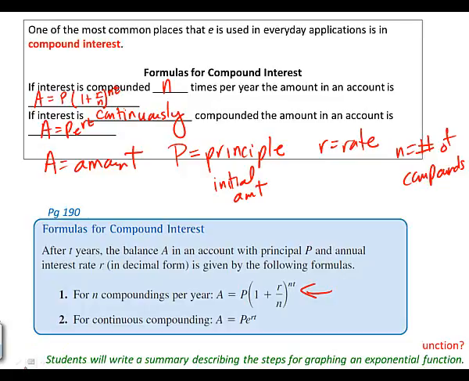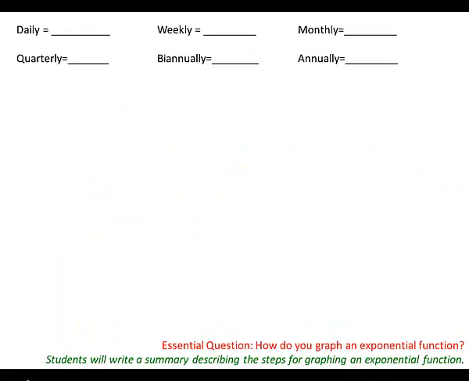Now here's the thing. When we talk about the number of compounds, you also need to know how many times it's compounding. So not only are we expecting you to know those two formulas when it comes time for the final in 2 weeks, but you need to know these numbers. We'll see if you can do better than first period. These are all related to a year. So how many of these things in a year? How many days in a year? Good.